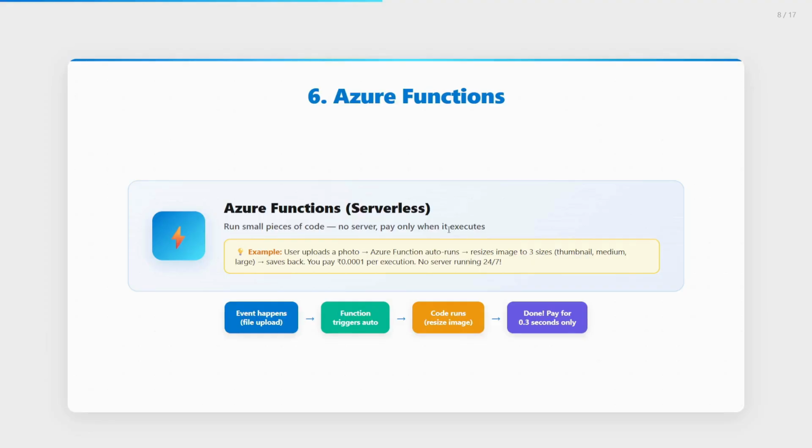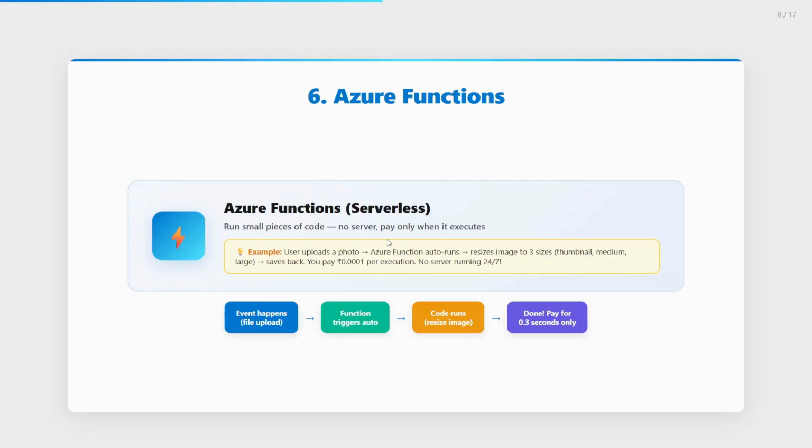So for example, suppose a user is uploading a photo, and you want to automatically create three sizes, like a thumbnail, medium, and large. What will you do? You will write a function. Suppose any new file appears in the blob storage, it will resize and save in the three versions. Okay, and that's it, right?